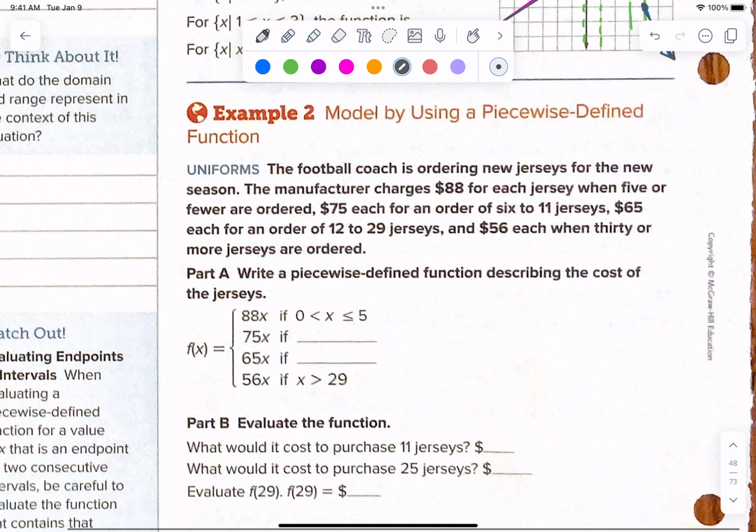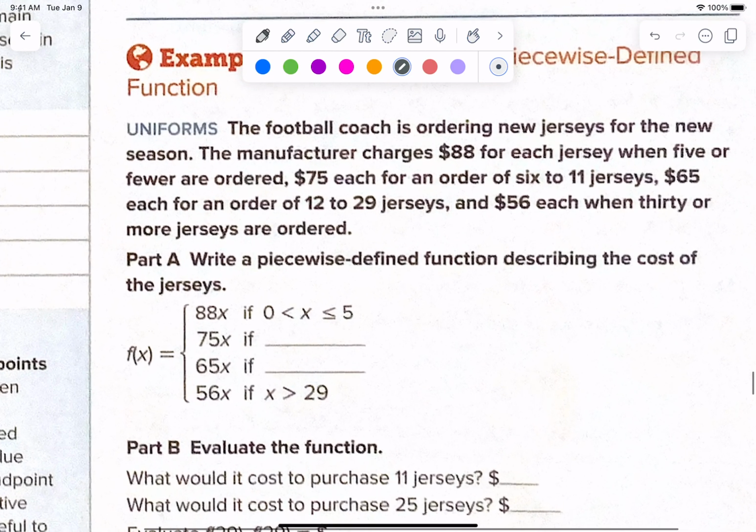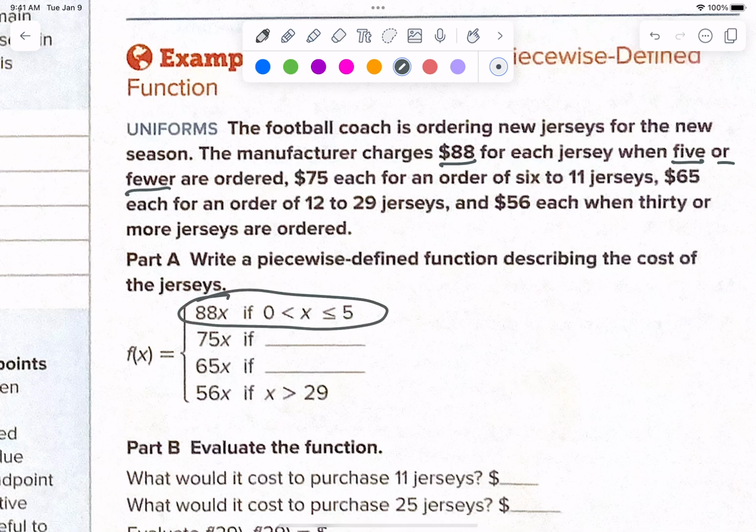All right. Let's go to example 2. I don't think they're going to have us graph this, but let's see what we've got. The football coach is ordering new jerseys for the new season. The manufacturer charges $88 for jerseys when 5 or fewer are ordered. So let's look at this right here. You see this little line? 88 times X if we're going to order 0 to 5 of them, right? Now, if we're ordering more than that, 75 is my next dollar item, and that is for 6 to 11 jerseys, right? So if we're going from 6 to 11, then I get charged $75 a piece. The more I order, the less it is per piece, right?